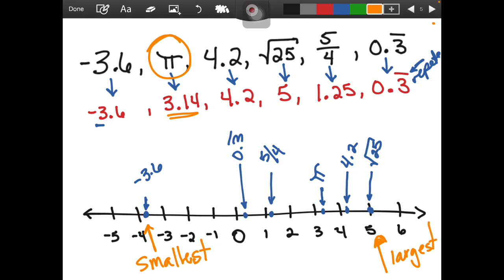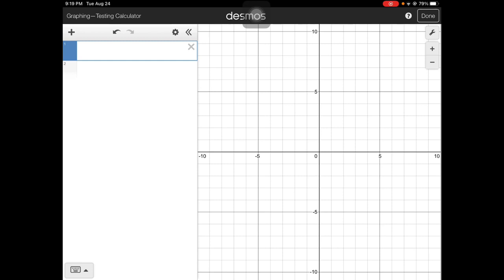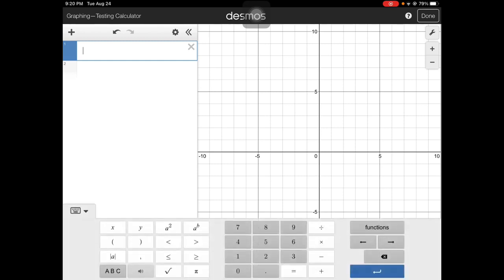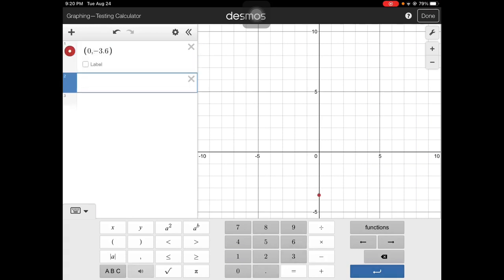Okay, we're going to put these same exact problems into Desmos. To put this in the calculator, there is a trick that makes it super easy to visualize. If you plot each one of your points as though it is a point on a graph, we'll actually put a decimal place for you. I always start with 0 and then a comma. And the first number I had, if you remember, was negative 3.6. And then I'm going to hit enter.